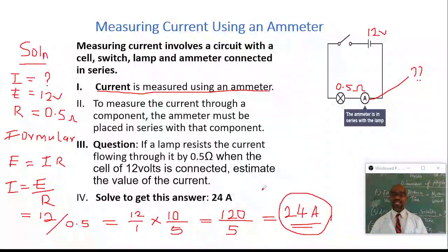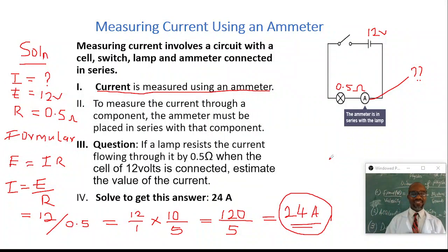Therefore, when an ammeter is connected, look at it very well, you see it's connected in series. The amount of current flowing after some amount of resistance is offered, 0.5 ohms, from this source of energy, 12 volts, is 24 amps, and it is measured by the ammeter. So that is what it means. Very simple, right? This is interesting.